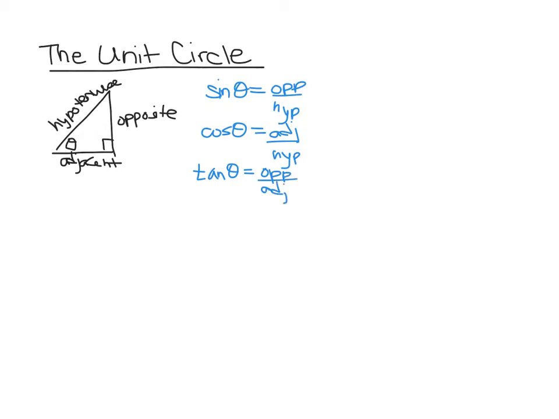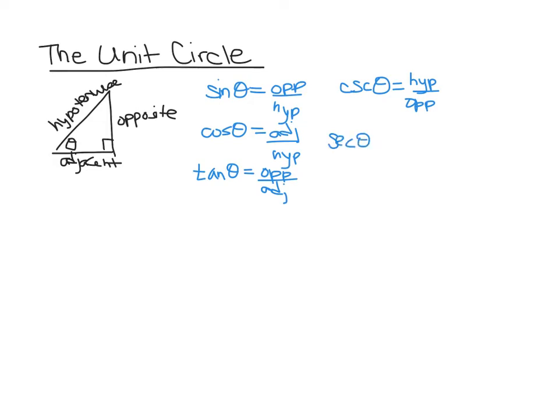And I'm going to go one step further and give you the reciprocal ones. So the reciprocal of sine is called cosecant. We write it as CSC. So cosecant is the hypotenuse over the opposite. The reciprocal of cosine is called secant.